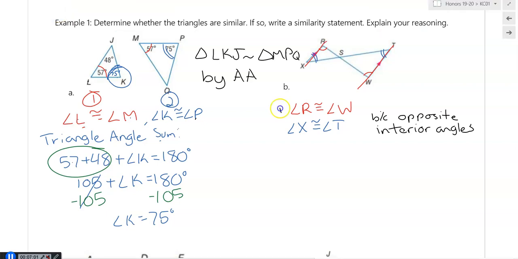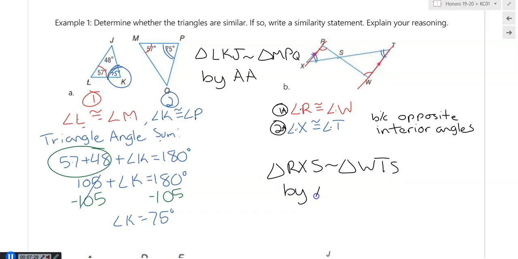So now I have one angle, two angles. So I can say that triangle RXS is similar to, since I went R then X, I should go W then T, right? And then it still needs an S. Again, bi-angle angle.